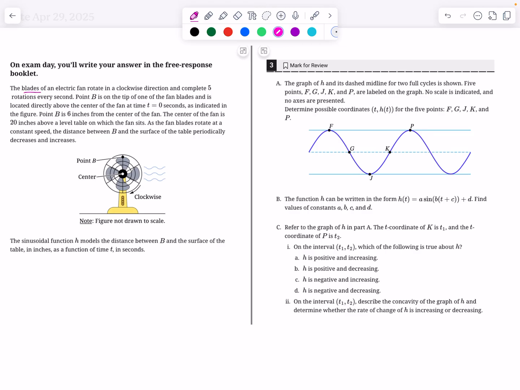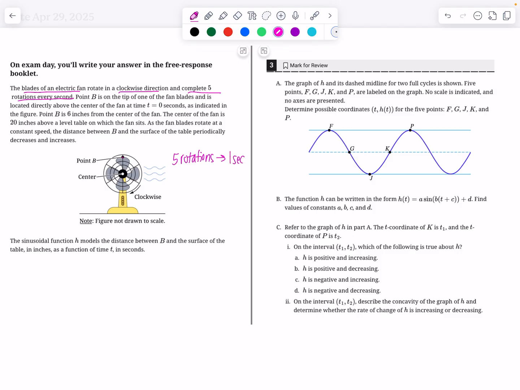The blades of an electric fan rotate in a clockwise direction and complete 5 rotations per second. Okay, so let me write this down. 5 rotations per second, so for 1 second.